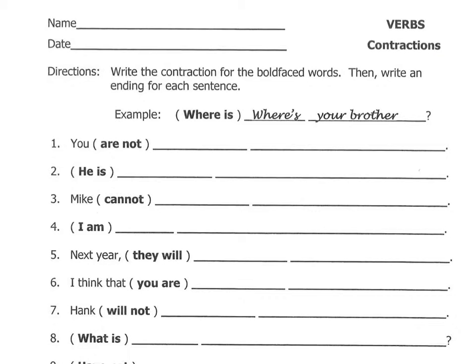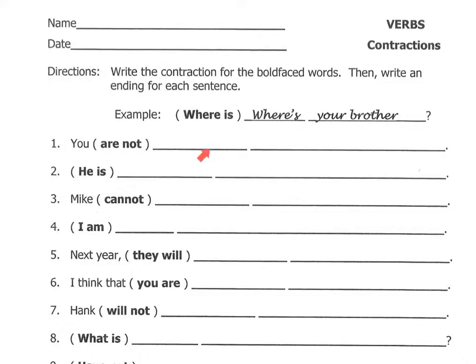Easy Grammar, page 29. Verbs and contractions. Write the contraction for the bold-faced words. Then write an ending for each sentence. Example. Where is, we can turn that into where's. Where's, and let's finish the sentence. Where's your brother?